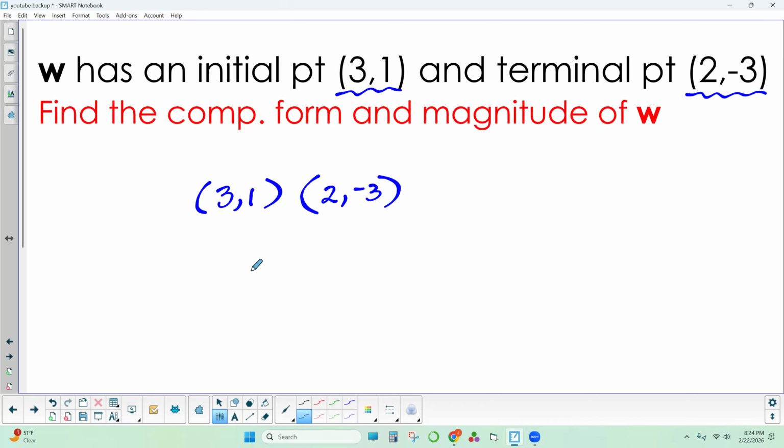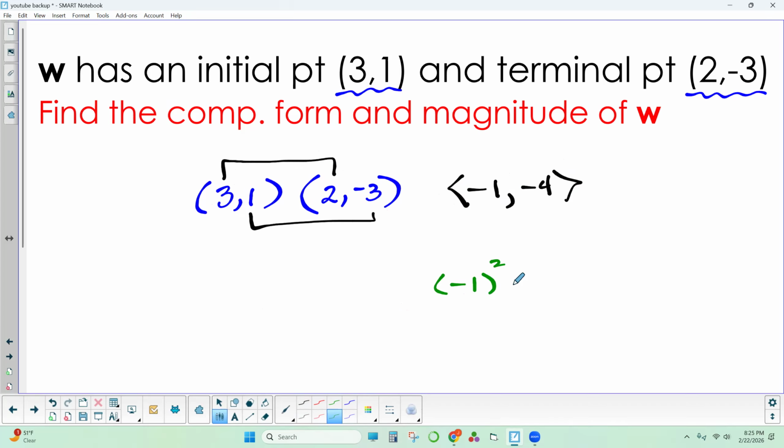So to find the component form, we are going to look at the change in x, which is down 1, and the change in y, which is down 4. We'll put our arrow brackets on that, and that is our component form. Okay? Now, again, to find the magnitude, we are just going to take the change in x, square it, add it to the change in y, squared, and take the square root. So we get the square root of 17, and that is our magnitude. Okay? All right.